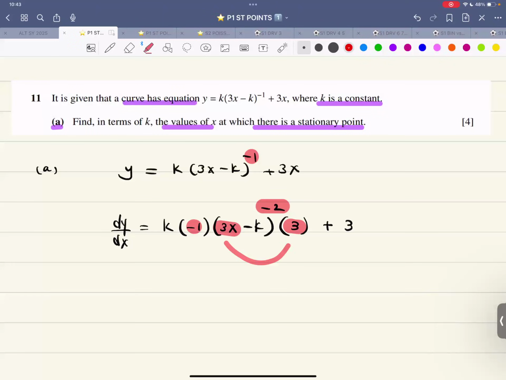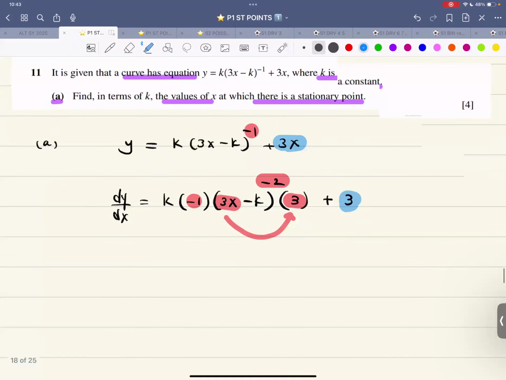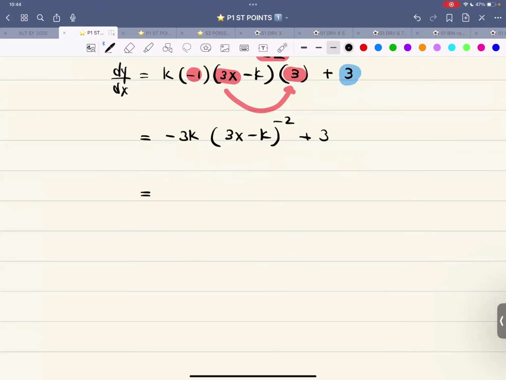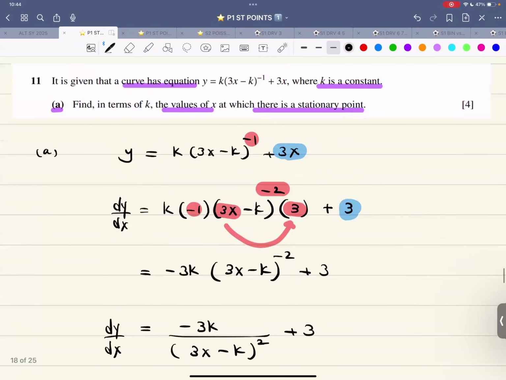So this goes like this. Okay. And the derivative of this 3x, that is this 3. Now let's simplify it a bit further. So 3k minus 1, that is minus 3k. And this is 3x minus k raised to power of -2 plus 3. That can also be written as minus 3k over 3x minus k, the whole thing square, plus 3. This is dy by dx, that is in terms of k for 4 marks.